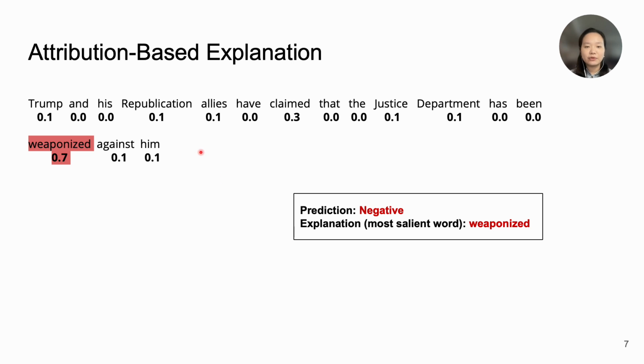In this example, the method calculates the attribution score for each input token, and we can find that the word "weaponized" has a high score, indicating it's the most important word driving the negative prediction. So the word "weaponized" is the explanation for the model prediction in the attribution method.